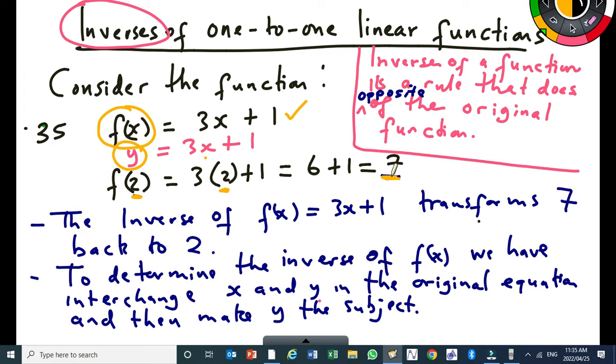Alright? So the inverse of a function transforms the y value of the original function into an x value of that inverse.